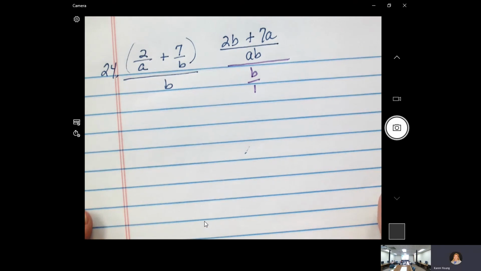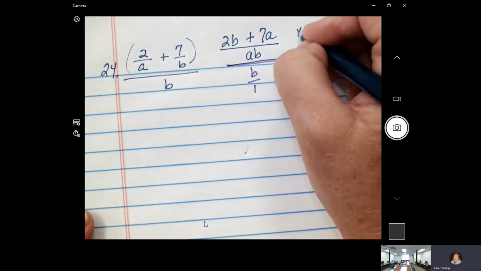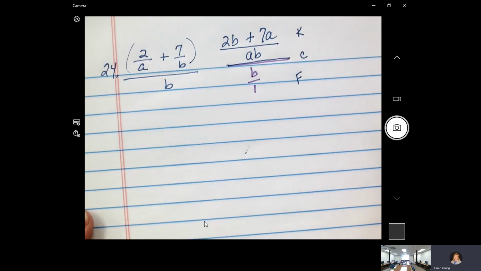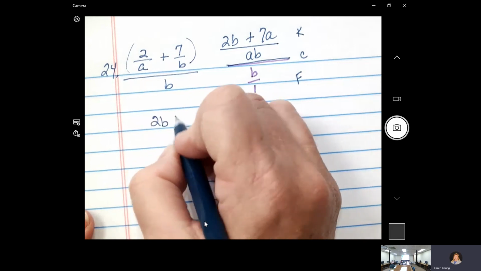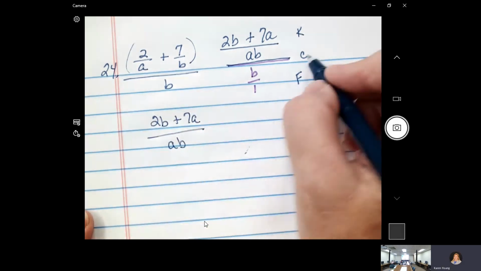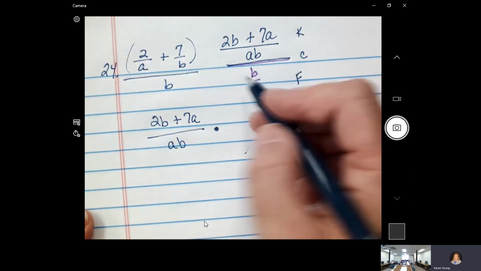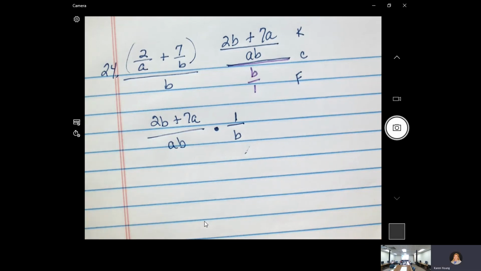And how many people am I going to lose when I do this? We know it's division. We know that I'm going to flip the bottom one, and I'm going to change my division to multiplication, right? So I'm going to do 2b plus 7a over ab. I'm going to change that to multiplication. I'm going to take my b over 1 and make it 1 over b. That just skips that one step where I rewrote it.